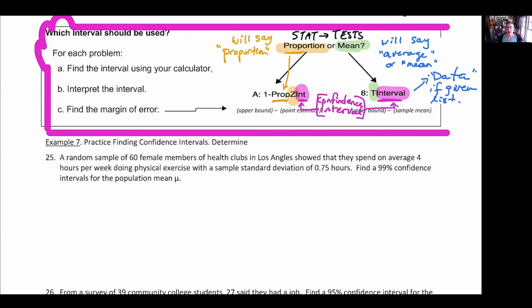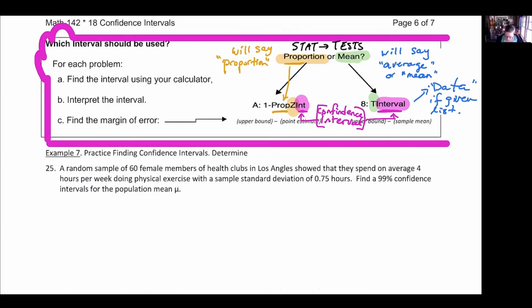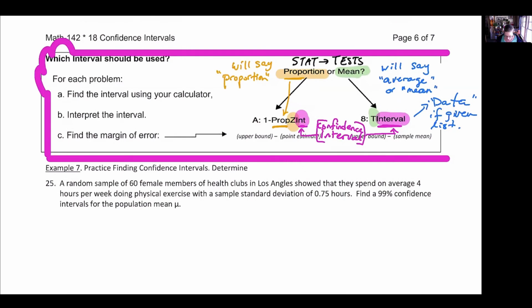So let's go on to example 7. Here's what I was saying, that with each lesson, we're going to have 2 calculator things. We had 2 calculator options already, but this is kind of the way you can think about or determine which one to use.